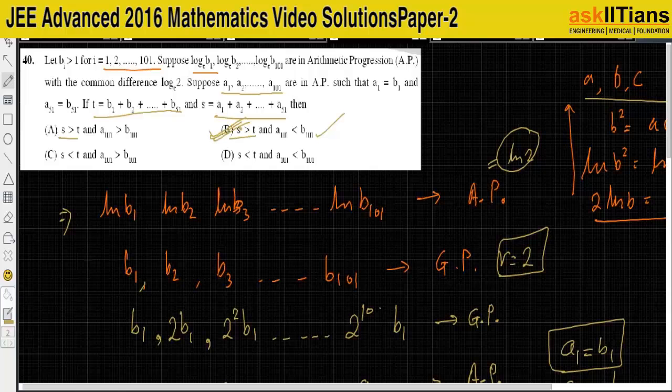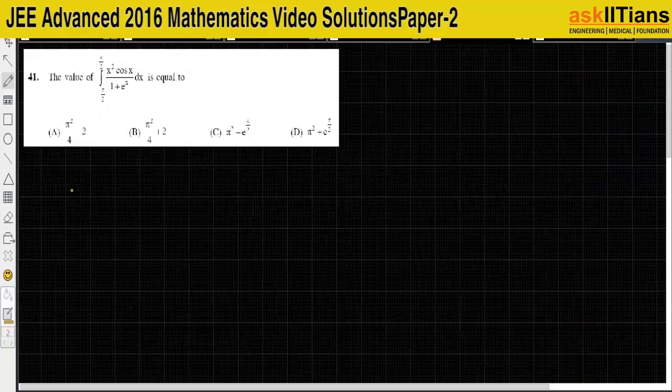So this was a question from sequence and series, which was not so lengthy, right? If you could do calculation a little quickly, then you could manage in time. So hardly it takes 2 or 3 minutes, and you get 3 minutes time in JEE to solve questions like this. Let's move on to question number 41.